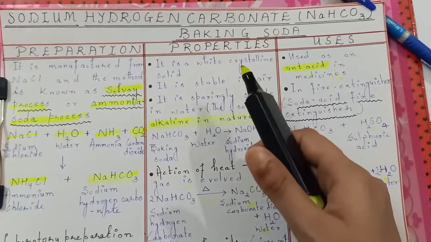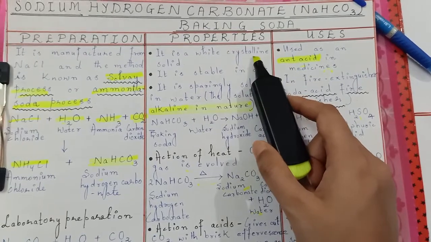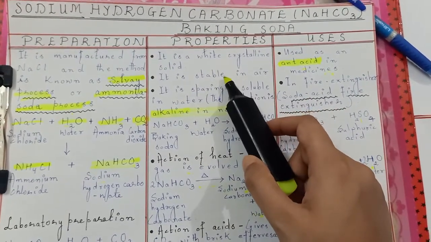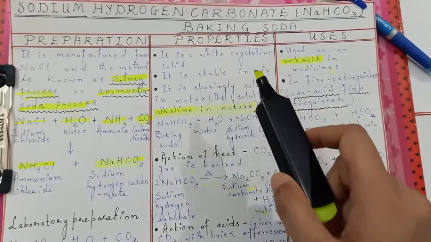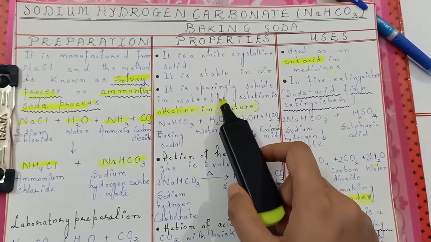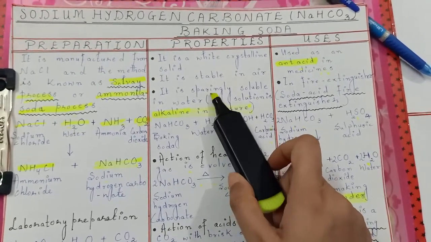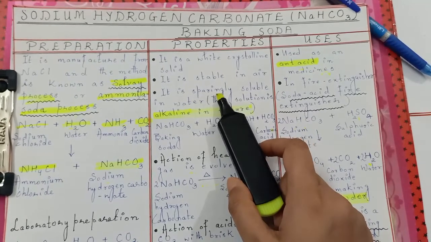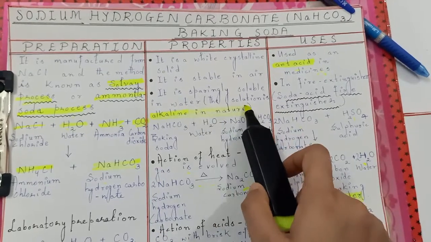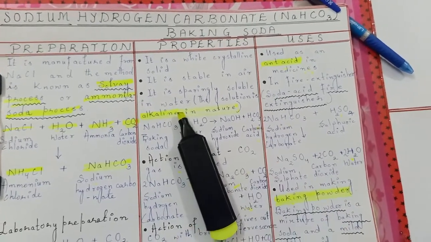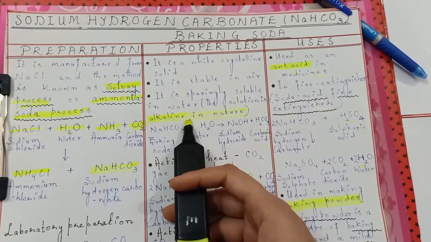Next, coming on to the properties of this compound. First of all, it is a white colored crystalline solid. Secondly, it is stable in air, which means it doesn't react with any of the components present in air. Thirdly, it is sparingly soluble in water, like I have already told you, and sparingly doesn't mean that it is completely insoluble. Sparingly simply means that it is soluble to a much lesser extent, and when it is dissolved in water, it gives a solution which is alkaline in nature.